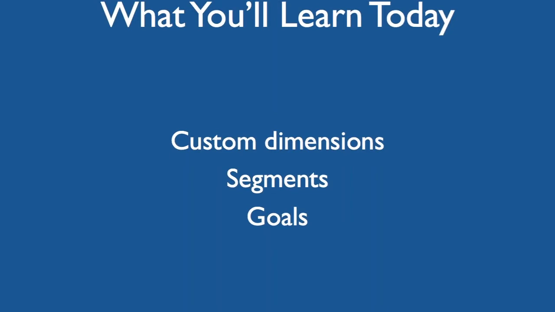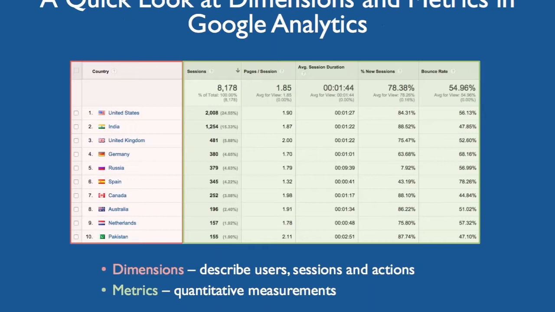Before I dive into custom dimensions, which are the first thing that we'll talk about, I want to take a look at just a sample report from Google Analytics and what it's made of. This is a report that shows countries that users are coming from, and on the left you can see the dimension in this report, which is country. Dimensions are something that is used to describe your users or their sessions or actions they take when they visit your website.